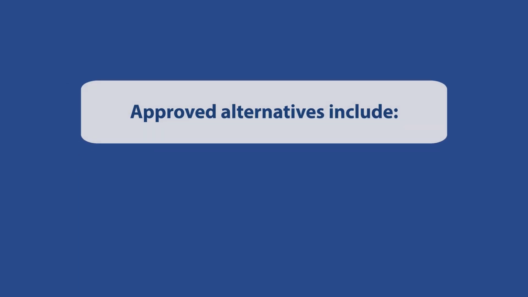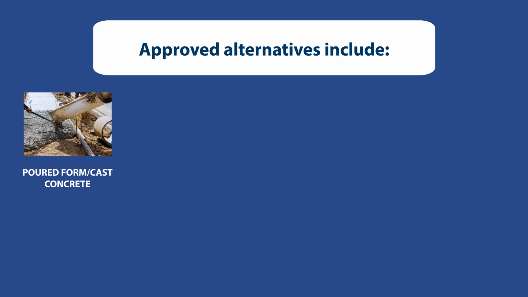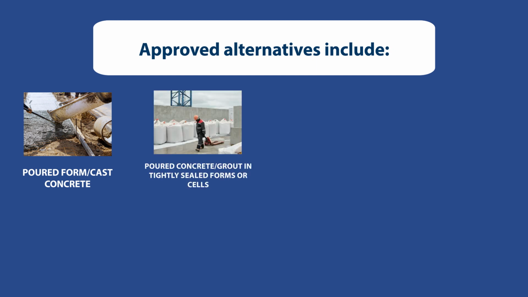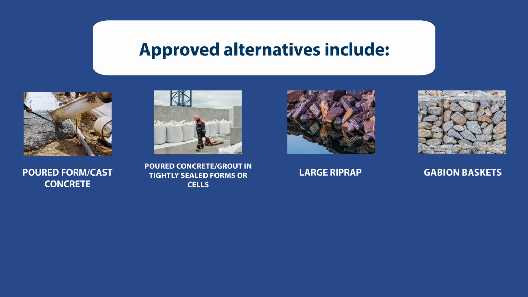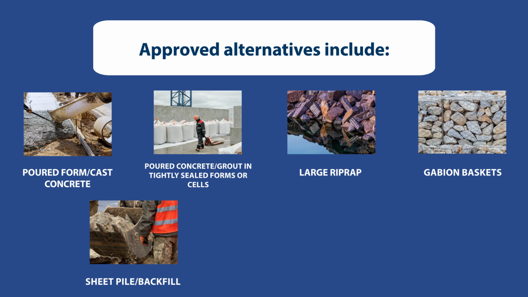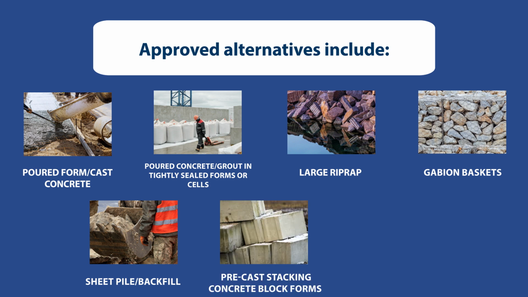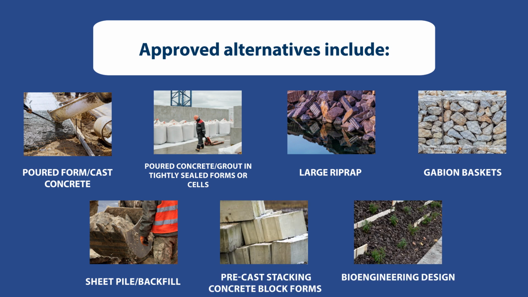Approved alternatives include poured formed cast concrete, poured concrete or grout contained in tightly sealed forms or cells, including polybags, riprap large enough to remain stable in stream hydrology, gabion baskets, sheet pile and backfill, precast stacking concrete block forms, and bioengineering design.